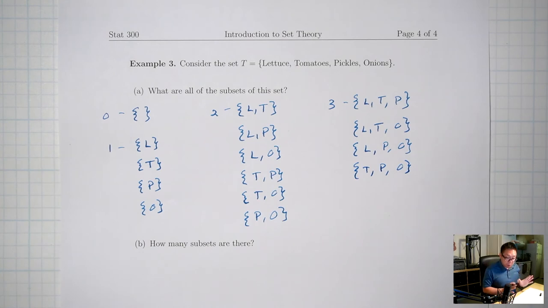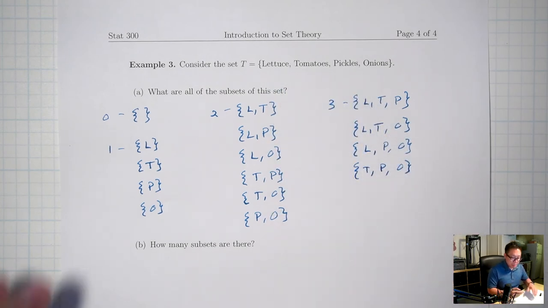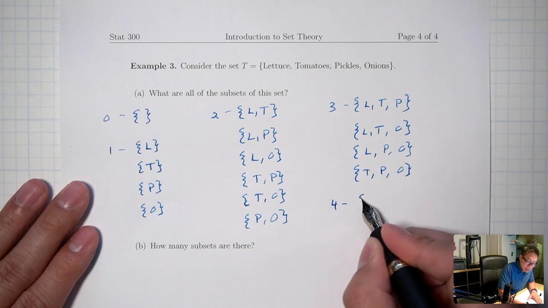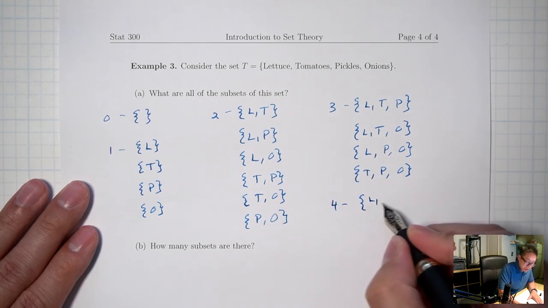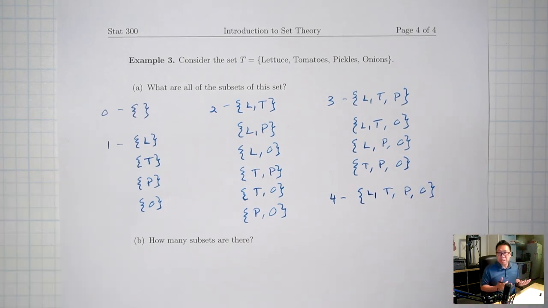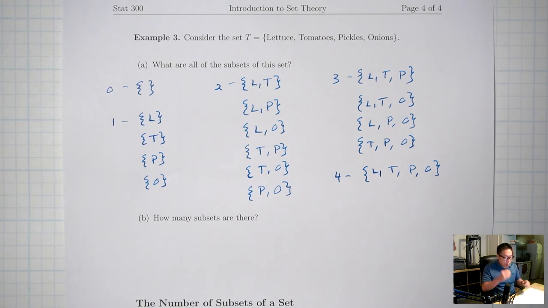Okay, I think that's all the three topping combinations, right? Because there's only four ways you can leave out something. And then they can also say, I want everything, all right? Four toppings, which will be everything. So lettuce, tomatoes, pickles, onions. And there's only one way you can say everything, which is all four.